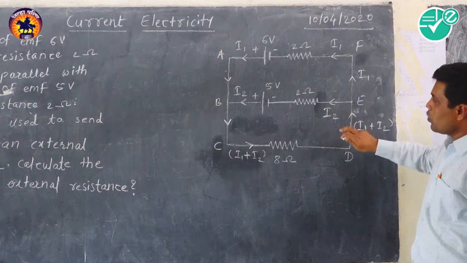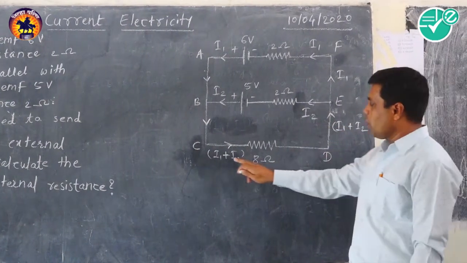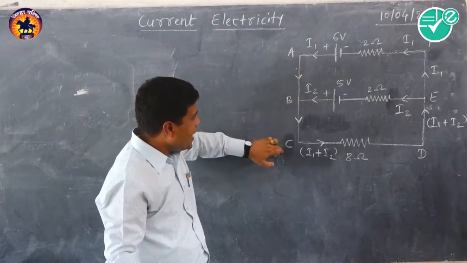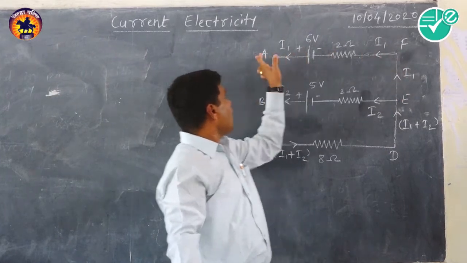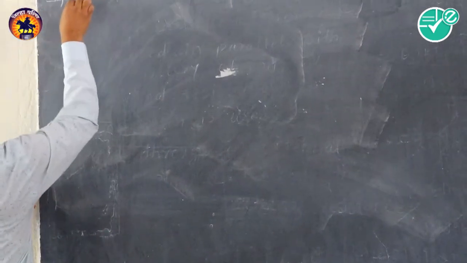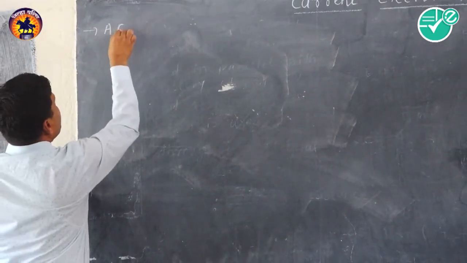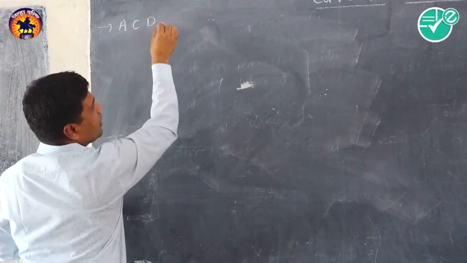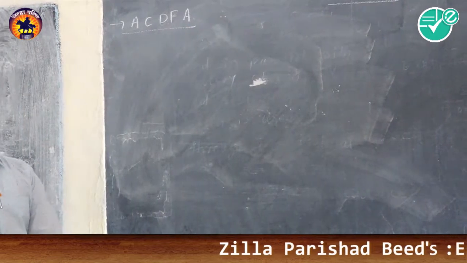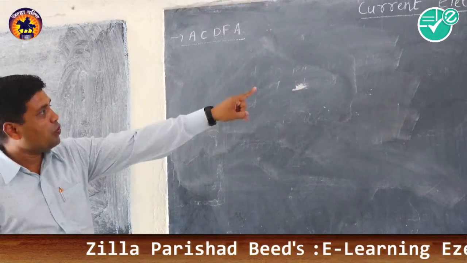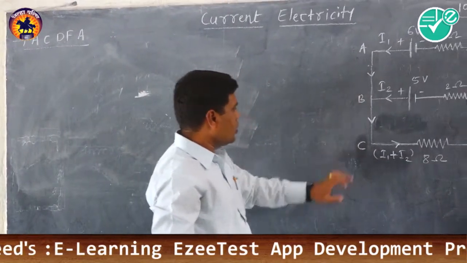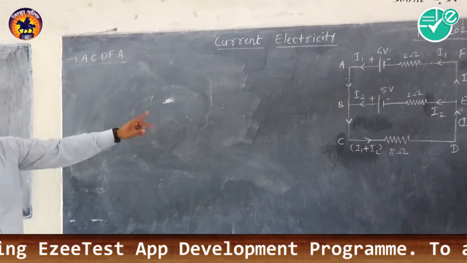Now we will apply Kirchhoff's voltage law to this circuit and calculate the value of I1 and I1 plus I2. First of all, apply Kirchhoff's voltage law to the loop A, C, D, F and A. We are applying it to this loop, A to C, C to D, D to F and F to A. As we go from A to C, we observe that there is no component in this path.